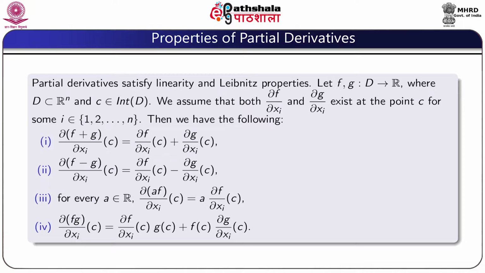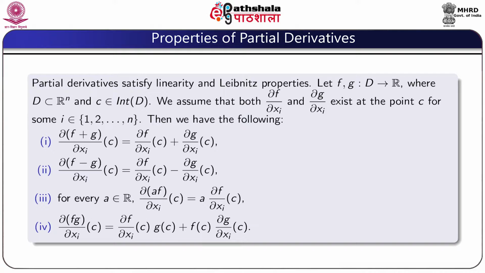We earlier studied that in case of ordinary derivatives, that is, derivatives of real valued functions of a single real variable, they satisfy some properties like linearity properties, Leibniz properties, and moreover, differentiability implies continuity. Right now, we check whether these are true for the case of partial derivatives. We find that partial derivatives satisfy linearity and Leibniz properties.